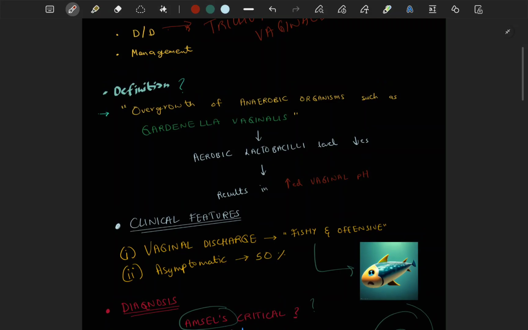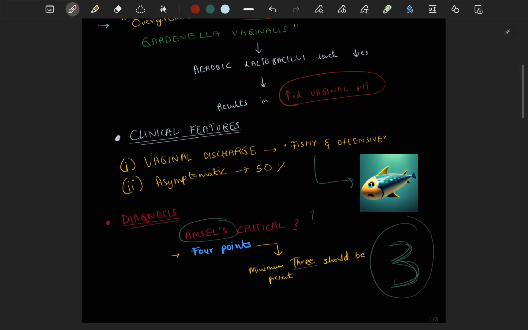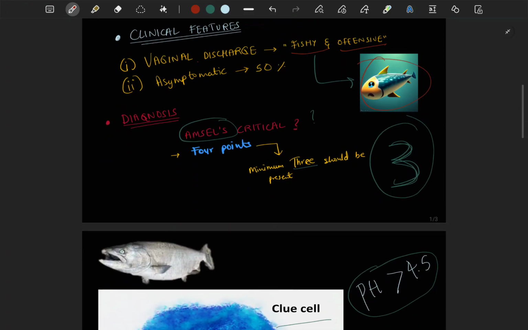So again, let's just recap. Definition: it's basically a growth of anaerobic organisms. If anaerobic organisms grow, then aerobic organisms decrease. Aerobic organisms produce acid, and anaerobic organisms produce base, so it results in increased vaginal pH. Next, the clinical features: there's nothing, just vaginal discharge which is fishy and offensive. You got a fish right there. And it's asymptomatic in more than 50% of the women.